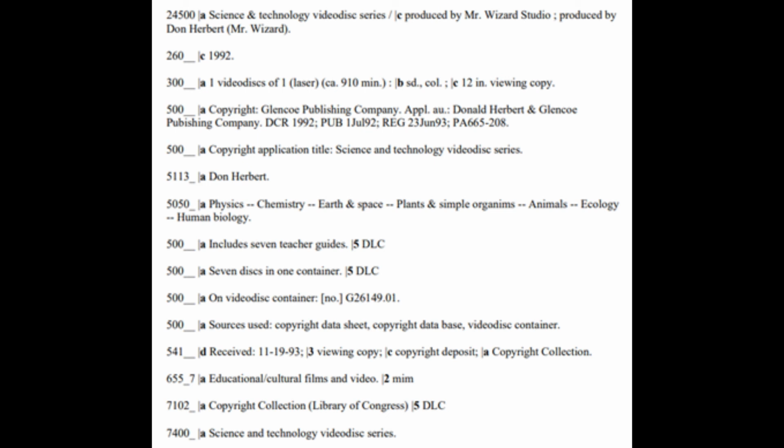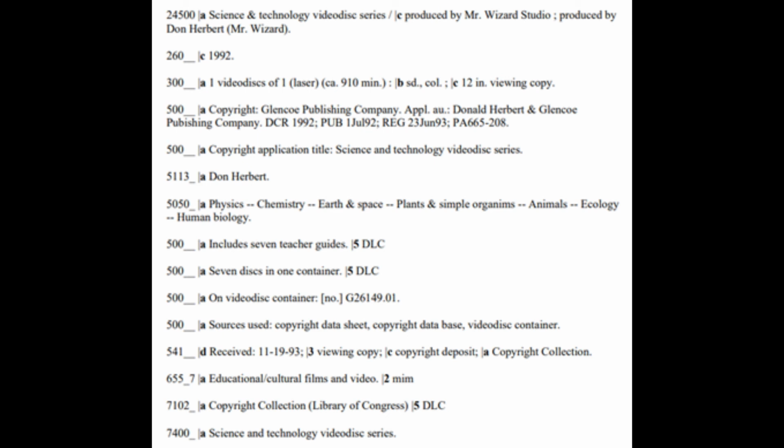Okay, so you have there next tag 500, the copyright information of the DVD, the item. Then copyright application title. Then again we have 511. We are to indicate Don Herbert, who is the producer of the item, of the DVD. And then 505, that is the content. The content is indicated there: physics, chemistry, earth and space, plants and simple organisms, animals, ecology, and human biology.